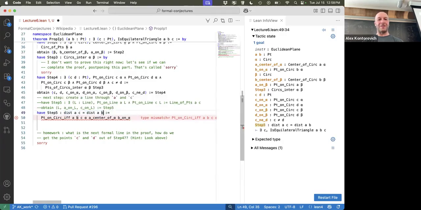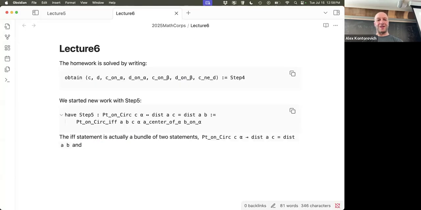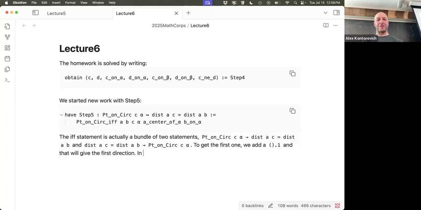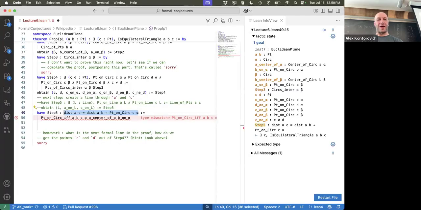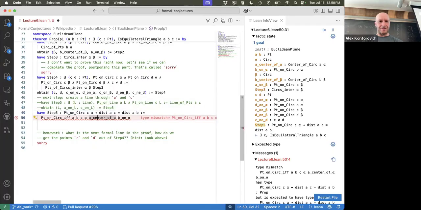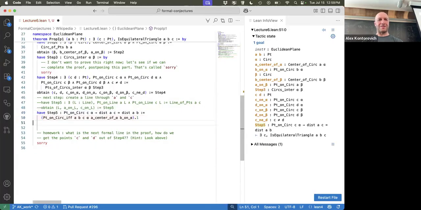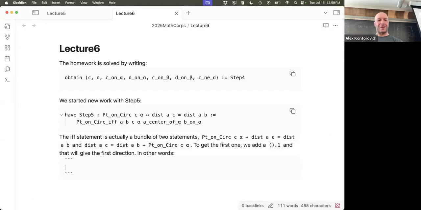This guy goes to that guy is the other direction. To get the first one, we add a parentheses dot 1, and that will give the first direction. In other words, so now we have the step 5 that we had worked up to, namely that. Okay, let's look at this together.